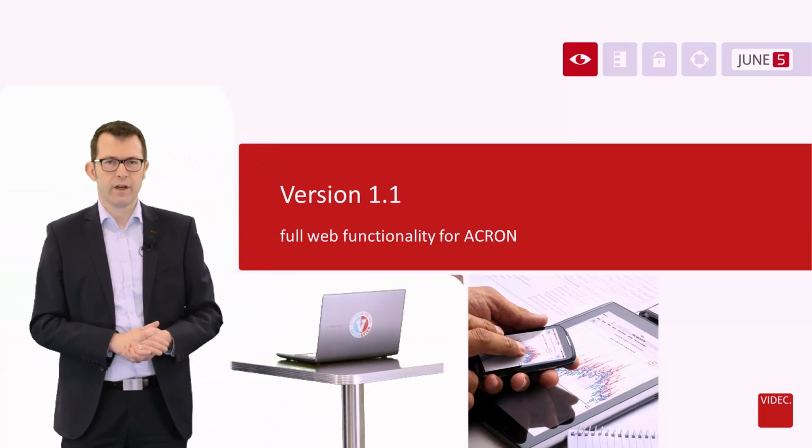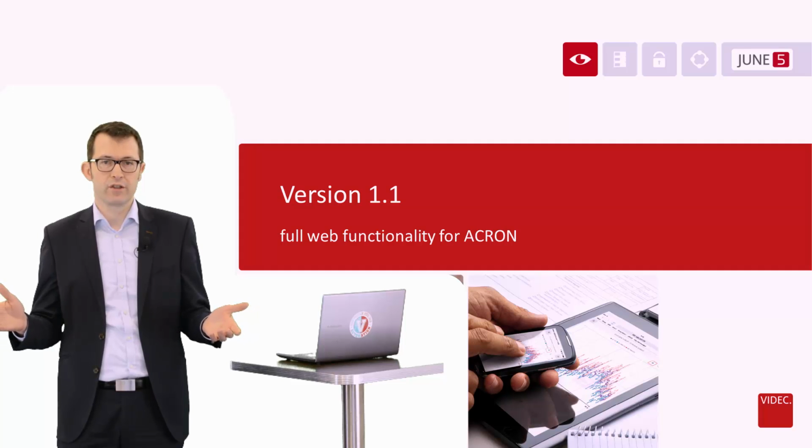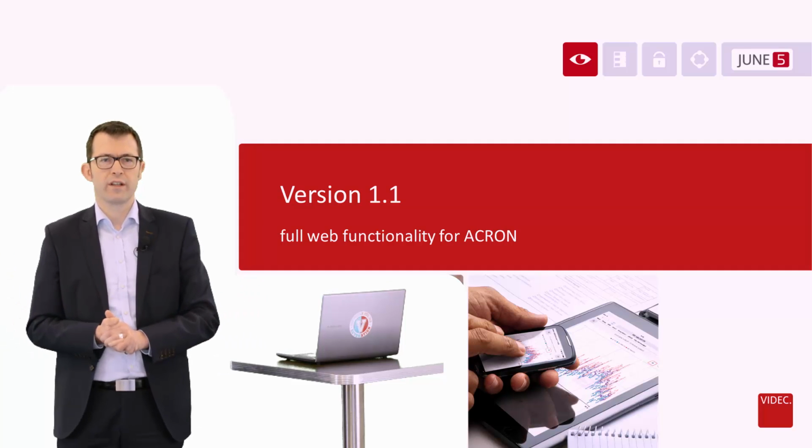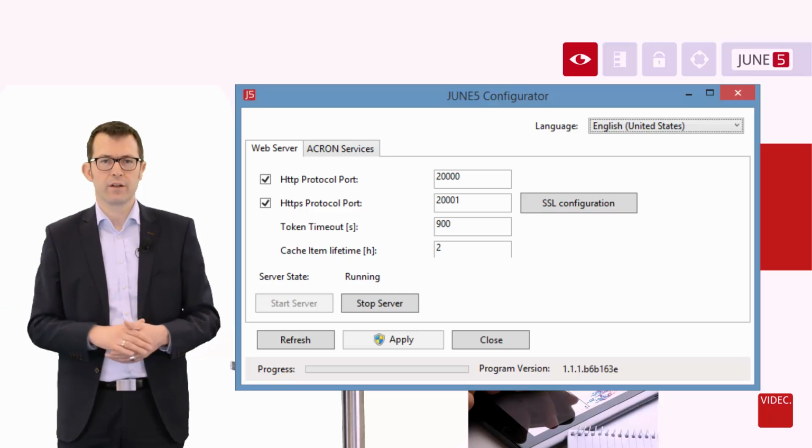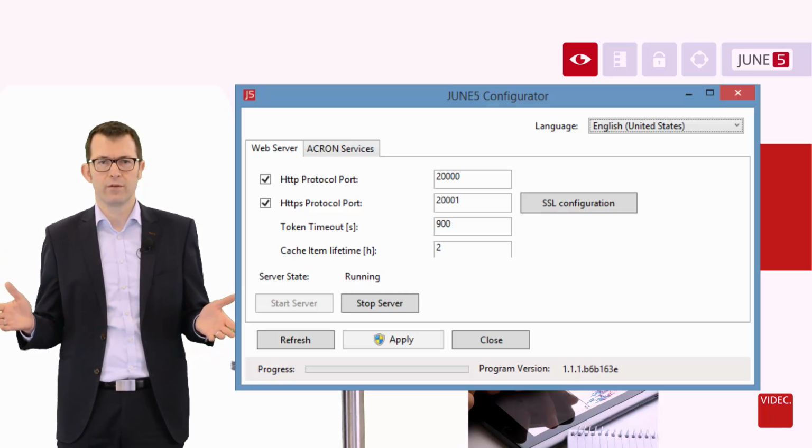So that's it for the JUNE5 introduction. You're missing the configuration section? Sure, a configuration has to be done in Archon, and only this tiny little tool. The JUNE5 configurator connects your data to the JUNE5 self-hosted web server.